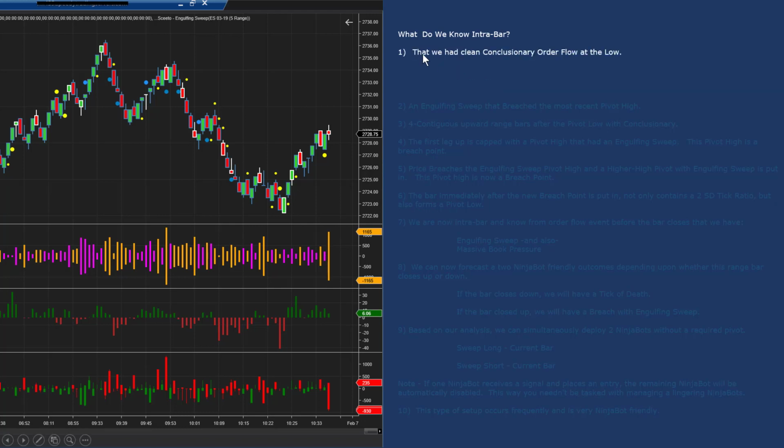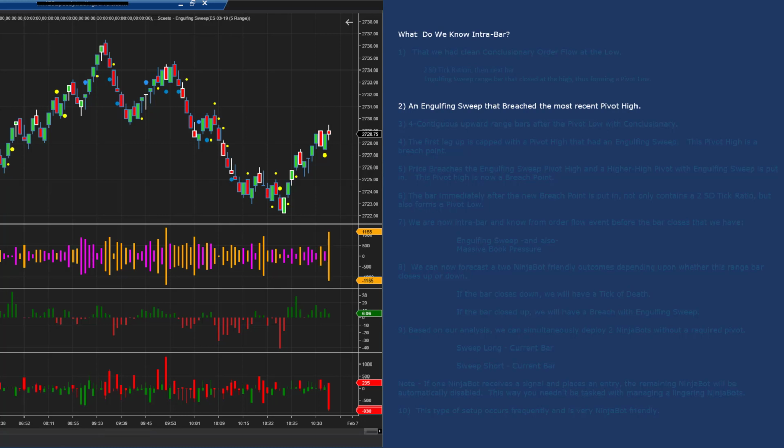Looking at the chart, we had clean conclusionary order flow at the low of this move. So what does clean conclusionary order flow look like? It's a back-to-back signal where you have the larger yellow dot, which is the 2 standard deviation tick ratio, and then the bar after that forms a pivot because it closes at the high. This bar also has a white border around it, so that's engulfing sweep. Notice this whole move down, dunk, dunk, dunk, which is kind of Elliott wavy, at the low we had this back-to-back, so that's pretty good conclusionary order flow.